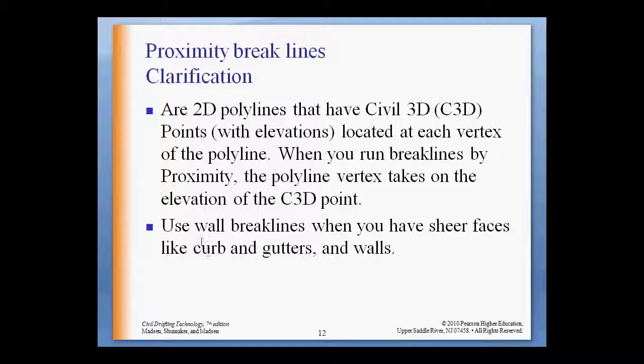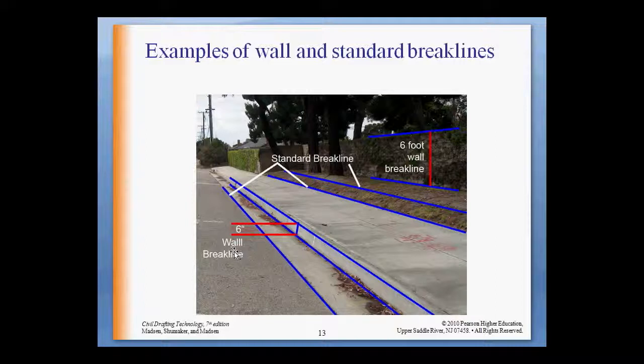And then we want to use break lines when we have shear faces like curbs and gutters and walls. I think I have a picture of that coming right up here. There we go. So we want to use the wall definition for curbs and gutters like this, and for walls. This is a wall back there with ivy growing on it. And we want to use standard break lines like this one right here. See, there's a grade difference. There's like a 1-to-1, 2-to-1 slope right there, and then it flattens out. That's basically a change in grade. So we need to put a break line there, and there, and a standard break line back here at the back of walk. But we could use a wall definition right here at the curb and gutter.